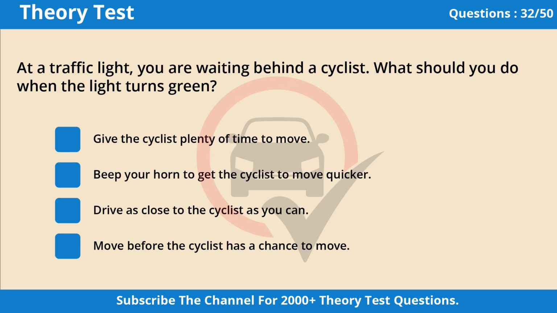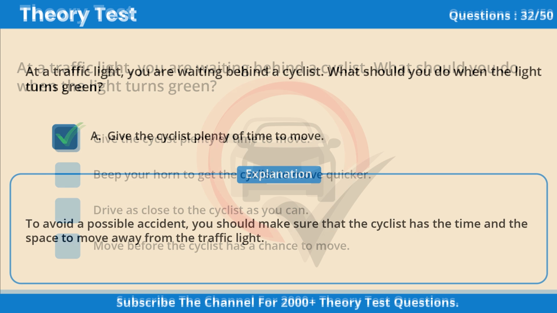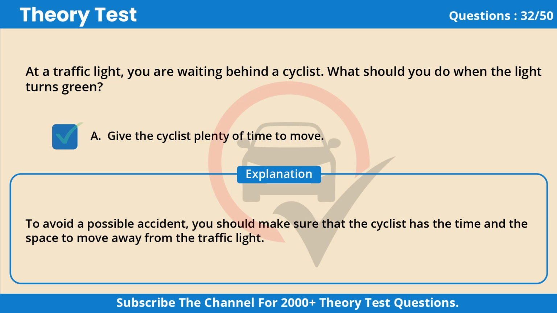Question 32. At a traffic light, you are waiting behind a cyclist. What should you do when the light turns green? A. Give the cyclist plenty of time to move. To avoid a possible accident, you should make sure that the cyclist has the time and the space to move away from the traffic light.